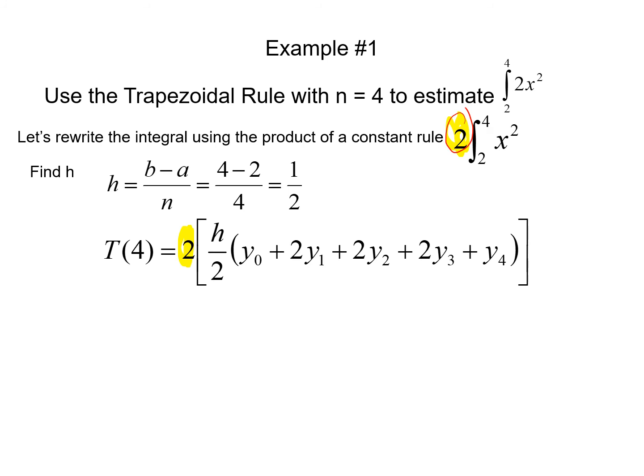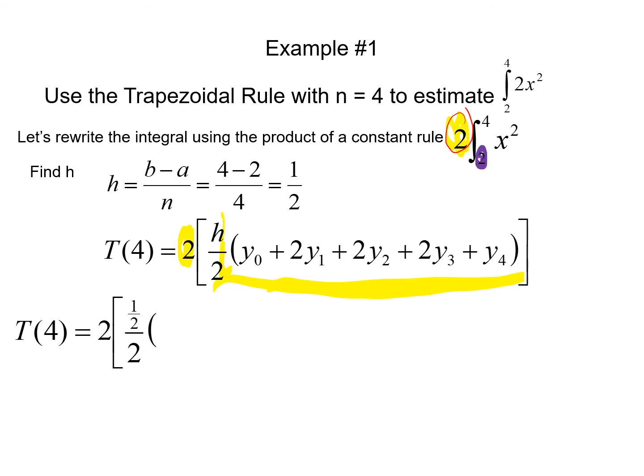And this is the formula for a trapezoid. Okay? So h over 2, we found h to be a half. So h over 2 is going to be a fourth. Now, y0: I'm going to take 2 from the bottom here, and I'm going to substitute that 2 into x squared, and I'll get 4.